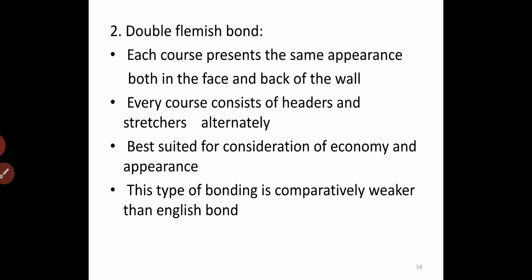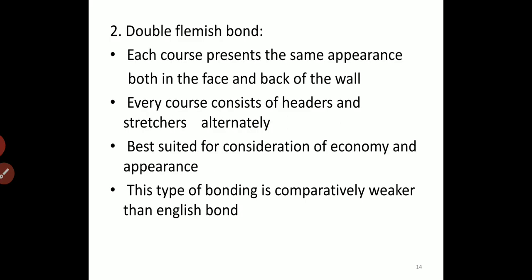The next is double Flemish bond. It is a typical type of Flemish bond in which there is the same appearance in each course, which can be seen in the front face and in the back face. In the single Flemish bond we discussed, okay, in a front face, what happened?